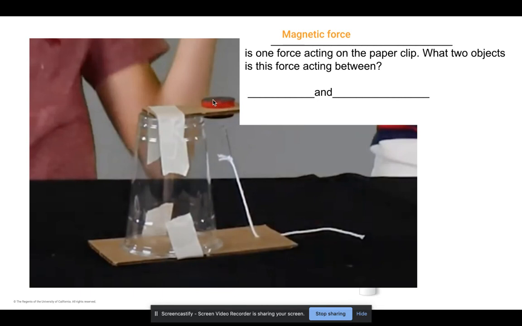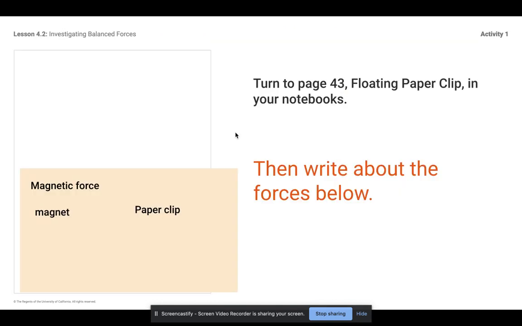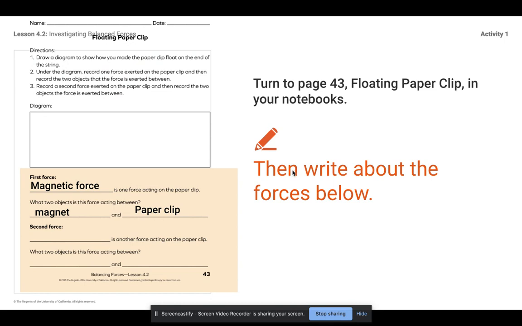We know that one magnet can have a magnetic force with another magnet, so that is my first answer. And then, obviously, the magnet is acting on something else. It has to be the paperclip. So, going back into your investigation notebook, you're going to record that on your first force. We know that the first force is the magnetic force. It's one of the forces acting on the paperclip. And the 2 objects that the force is acting between is a magnet and a paperclip.